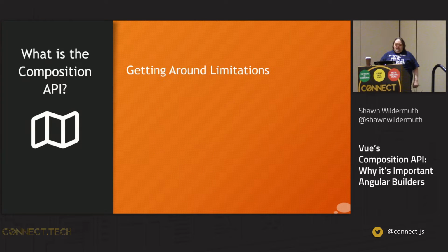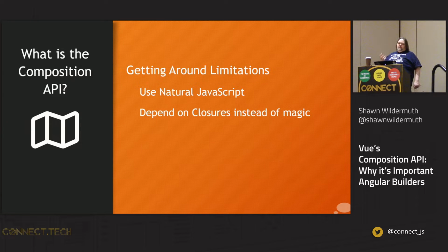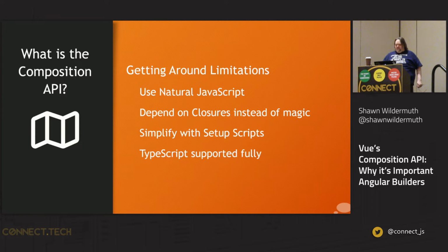So what is the Composition API? It's trying to use JavaScript in the way that JavaScript actually works. It's a more natural envisioning of how JavaScript works. It really depends on closures instead of magic. And so it's much easier to debug because you're dealing with a scope in JavaScript instead of, again, this magic of this pointer. You can simplify it even further using setup scripts, and I'll talk about that a little more. That tends to get into the magic territory for me a little bit, so I'm not really using setup scripts. I don't love them, but they're there if you want them.